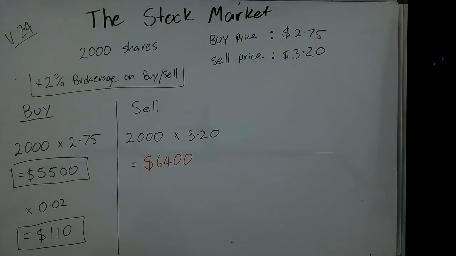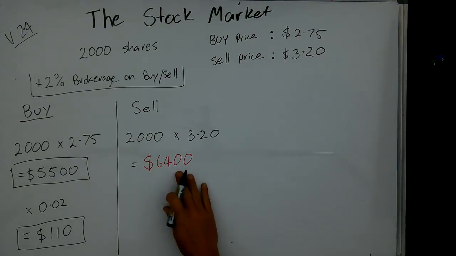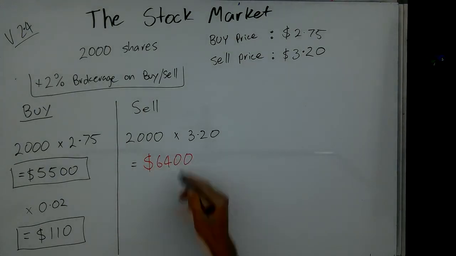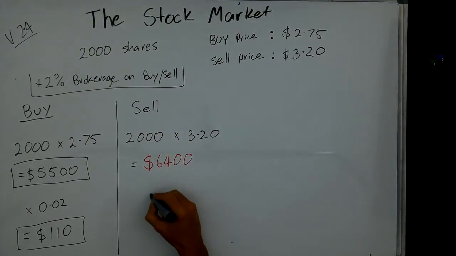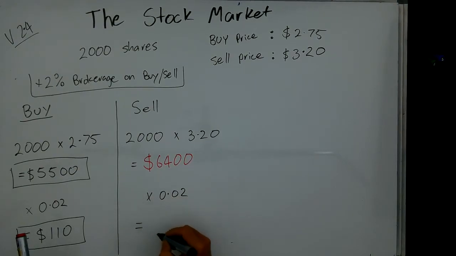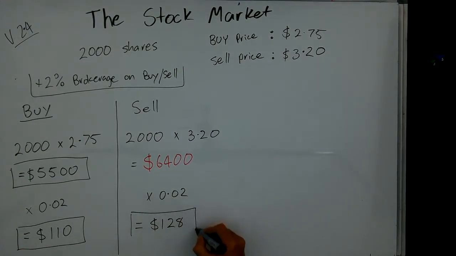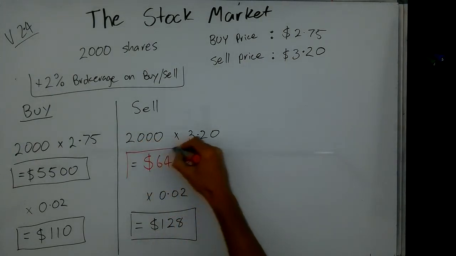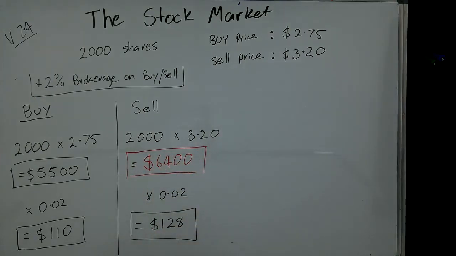Okay, so we also need to find 2% of this because the sale also has the brokerage, times 0.02, and that equals $128. So I'm leaving that in black because that's another cost.